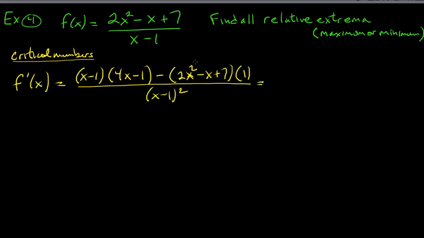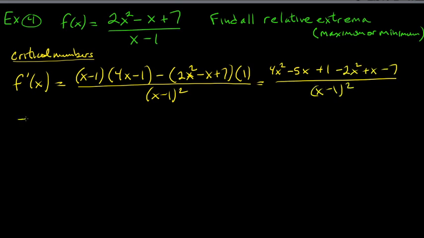So let's see, multiplying all this out here. Oh, I guess I better do it, right? So what are we going to get? We're going to get 4x squared minus 4x minus x is minus 5x, and then plus 1. And then minus 2x squared plus x minus 7. Again, all over x minus 1 squared. So I think we get 2x squared minus 5x plus x is minus 4x, and then 1 minus 7 is negative 6.